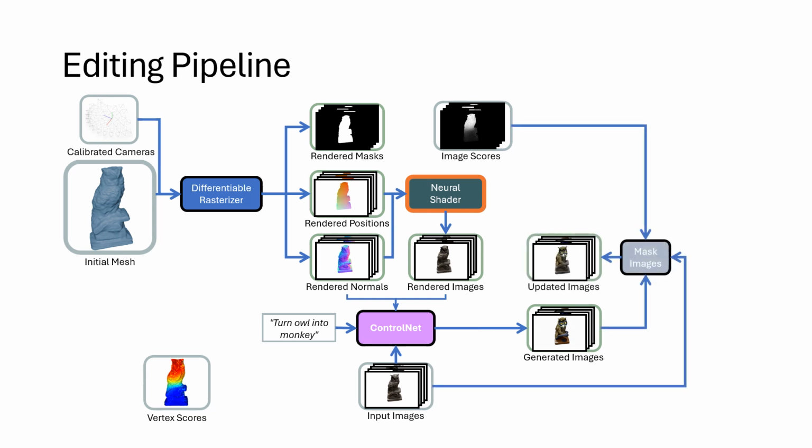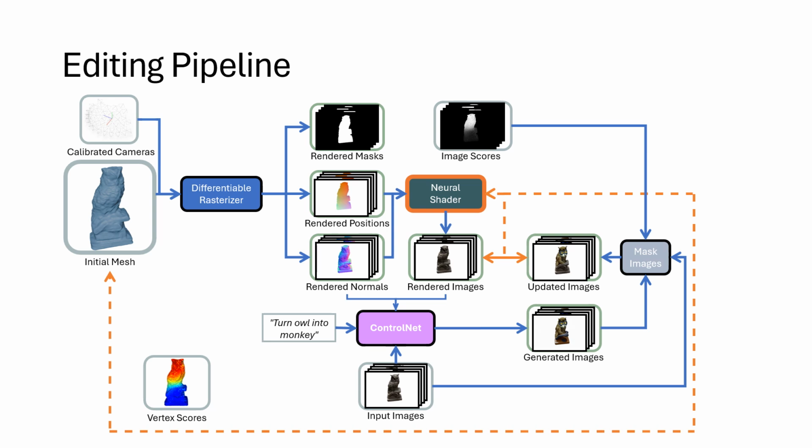We mask the important parts of the generated image and combine it with the input image to create the updated image reflecting the changes. We compute the difference between the rendered and updated images using an appearance loss, guiding the parameters toward the desired edit. We update the mesh's vertex positions and the neural shader's parameters using gradient descent to achieve the intended modifications.